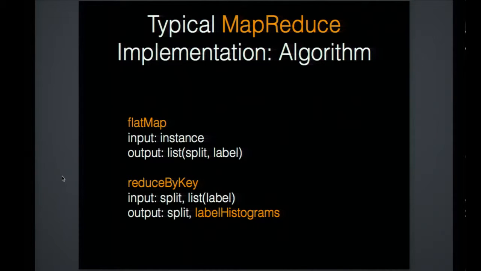So our first implementation was a MapReduce implementation where the map operation, or the flatMap in Spark terminology, would take an instance of the training data as an input and would output a list of split label combinations for all the splitting conditions that it satisfies. After the shuffle, during the reduce operation, or the reduceByKey in Spark terminology, we take the split and the list of corresponding labels and come up with the label histograms for that split.